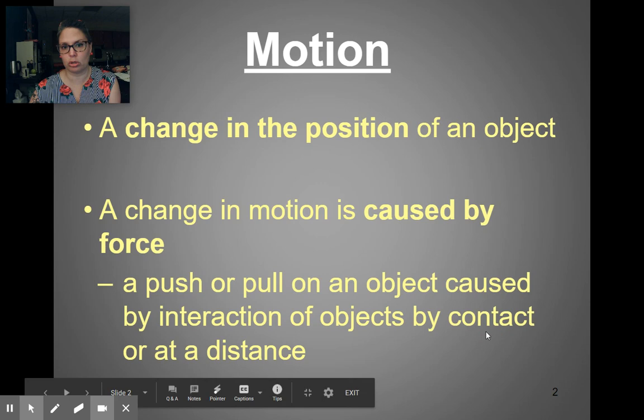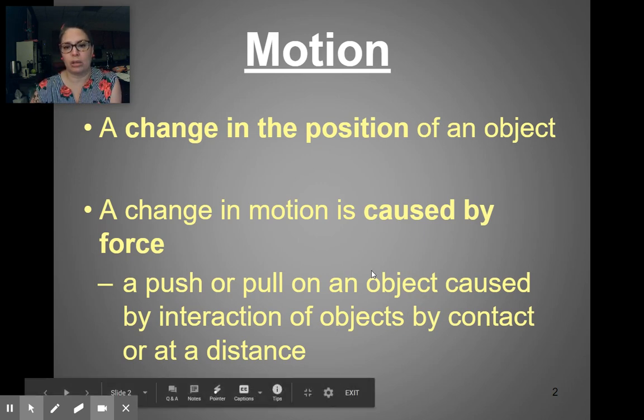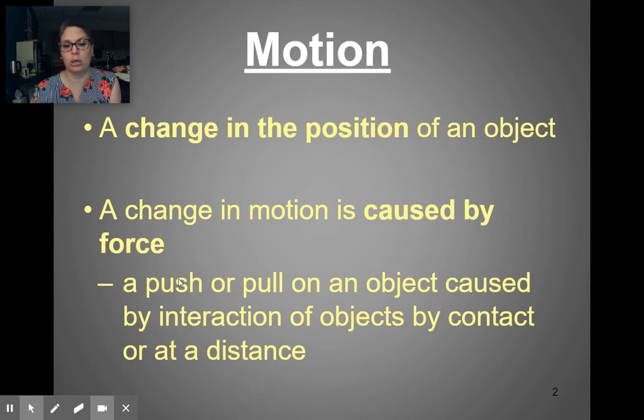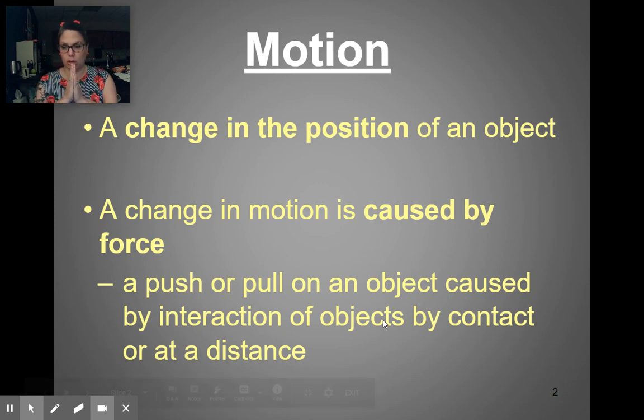A change in motion is caused by a force. Using muscles, not strong muscles, I move my finger. Okay, so that was a force from within. But a change in motion is caused by a force, whether it's a push or a pull on an object caused by an interaction of objects by contact, which is a contact force, meaning it touches, or it's from a distance.